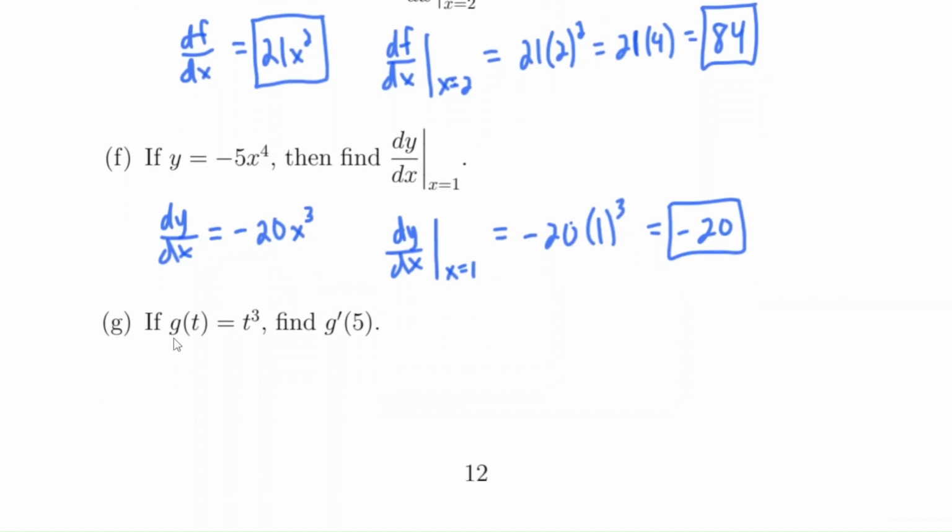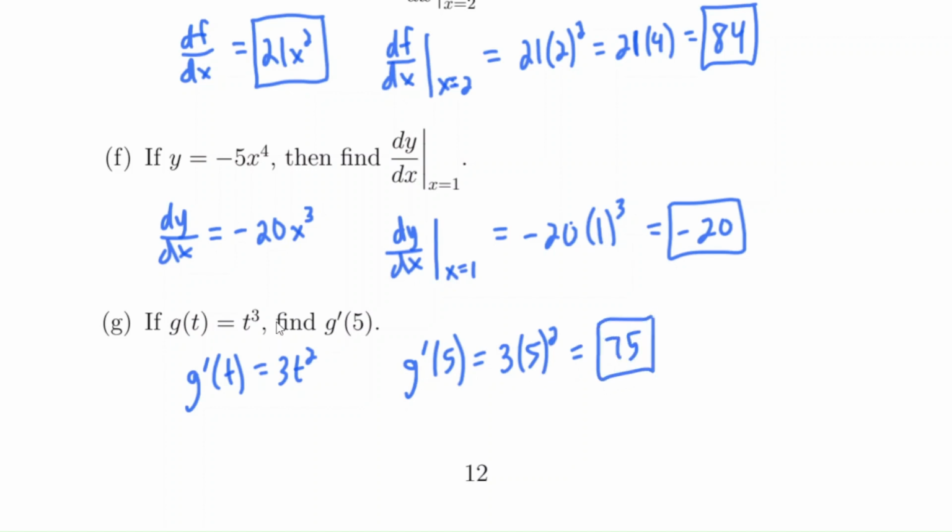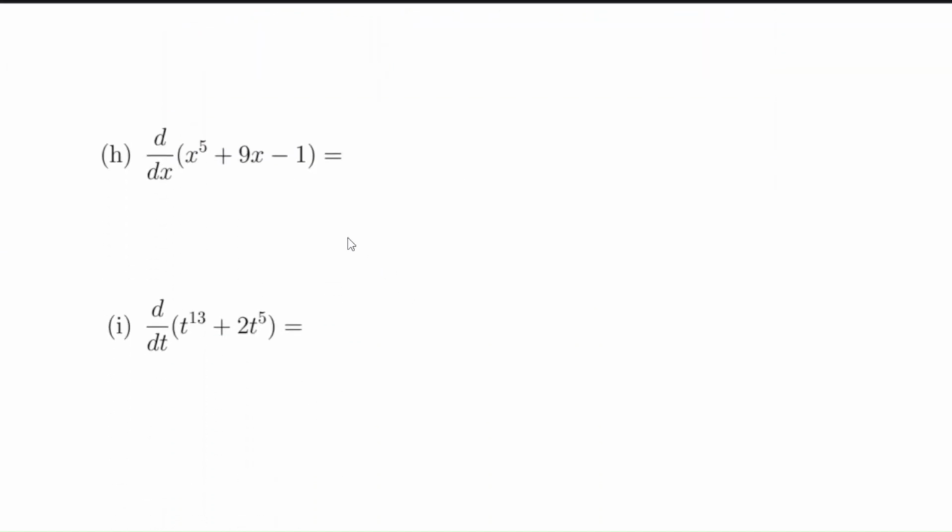Okay, what about if g of t equals t cubed, what's g prime of 5? Well, g prime of t would be 3t squared. So what's g prime of 5? Well, g prime of 5 would be 3 times 5 squared, which would be 3 times 25, which would be 75. So that's g prime of 5. I know I'm going through this kind of fast, but I'm just trying to get through the notation here, understand the notation. Now, one last thing with notation, which I haven't explained yet, is sometimes you'll see a derivative like this.